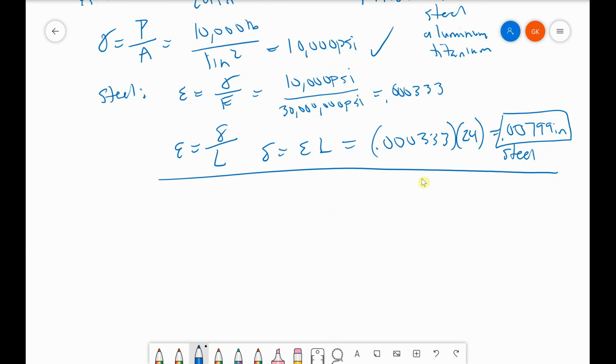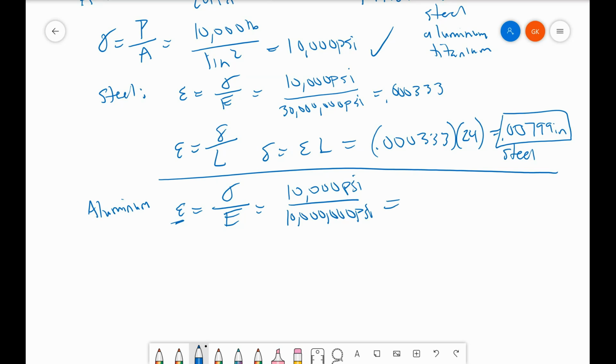Now I'm going to do it for aluminum. So the steps are the exact same, just different numbers. The strain is equal to the stress over the modulus of elasticity. The only thing that has changed is that the modulus of elasticity for aluminum is much lower. It means it's much less stiff, much more flexible than steel. And so what we get here is 10,000 psi over 10 million psi this time.